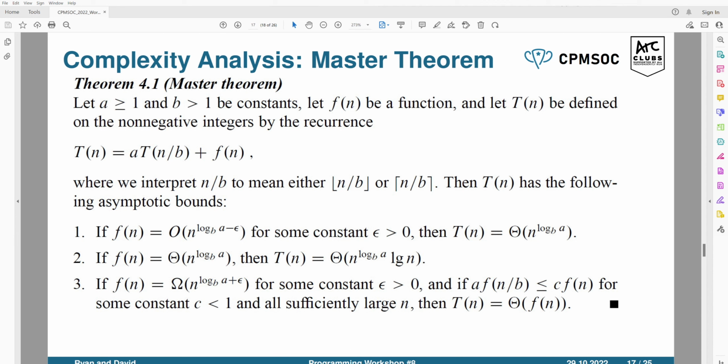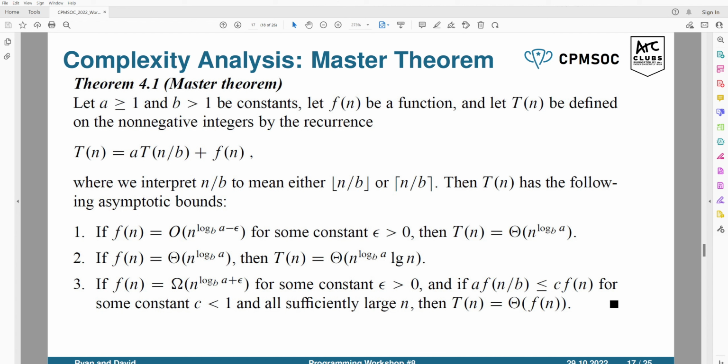So a and b are constants. a indicates how many subproblems there are, and b determines the size of the new subproblems, depending on how we divide it. For our last case, which is maximum subarray, a and b are both 2, which indicates that we divide the array into 2 halves and we apply recursion on both halves. Then f(n) is the time complexity we use in the combine step.